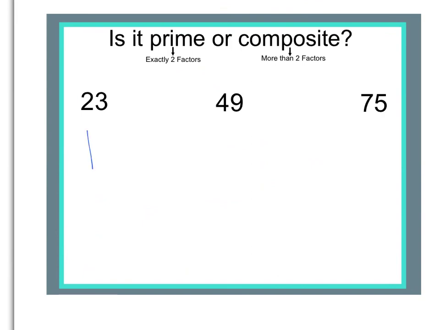Okay, you should have found that this one's prime. This is composite. Don't forget about 7 times 7. And this one's also composite.